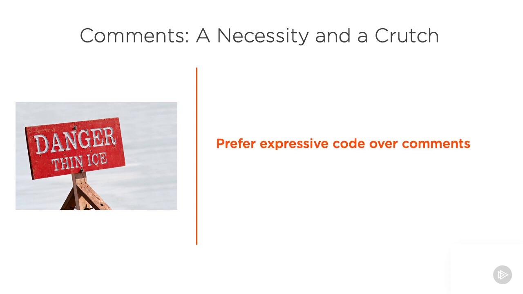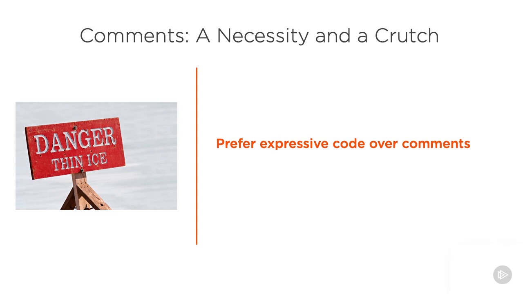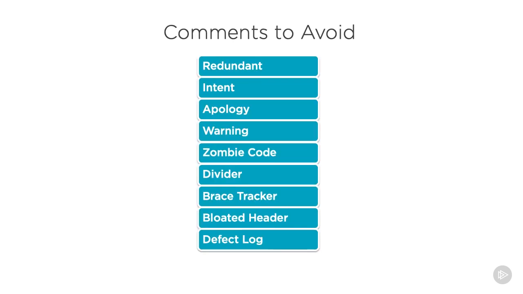First, prefer expressive code over comments. Comments are useful, but when code could do the same job with equal clarity, we should choose to make our intent clear in code instead of comments. Why? Well, code is more likely to be kept updated by maintenance programmers and is, of course, the definitive reference for what the code is doing. Second, we should use comments when the code alone can't be sufficient for providing the necessary documentation. Here's a list of comments that we should try to avoid. Let's go ahead and walk through these one by one.